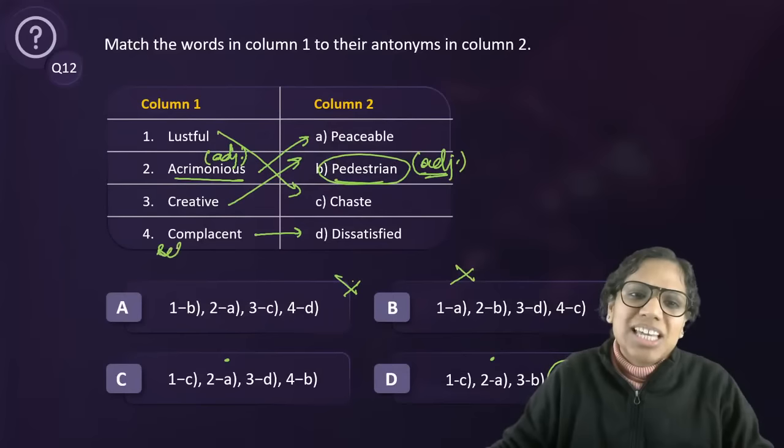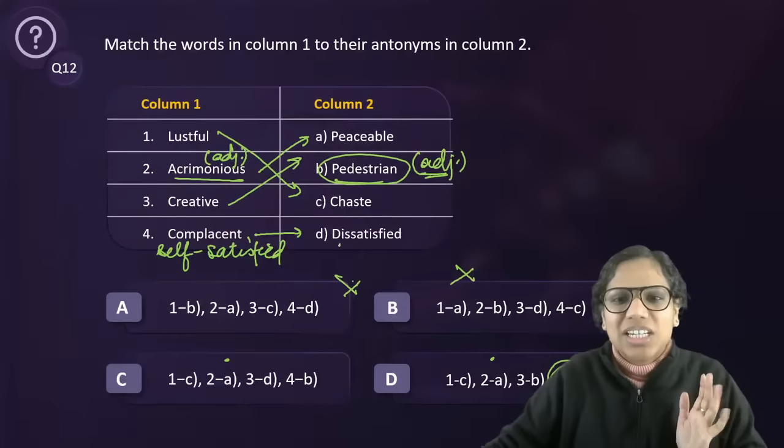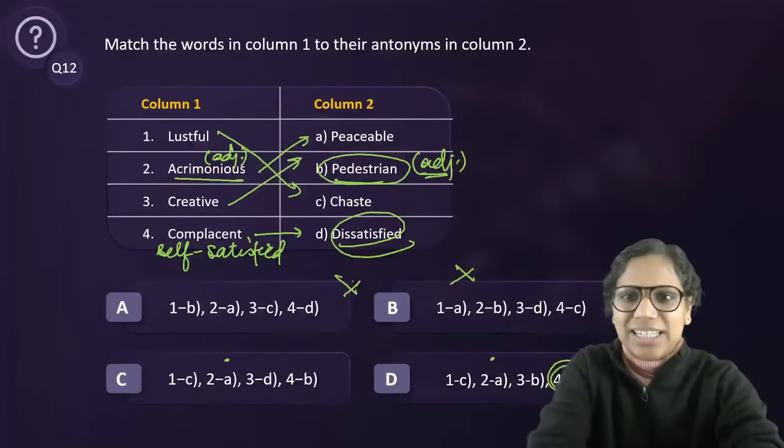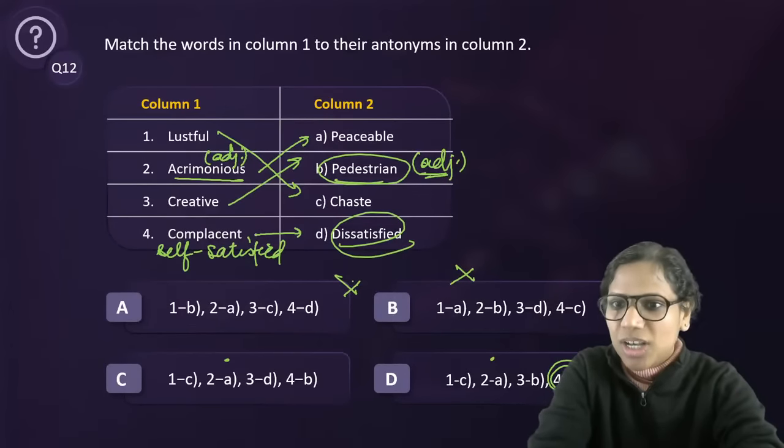Complacent, someone who's very self-satisfied. Enough, I've done what I had to do in life, right? That person is complacent. The opposite idea is dissatisfied. Okay? So D is our answer here. There was a problem in the option, okay? I have fixed it. Okay, 4D is the easiest.